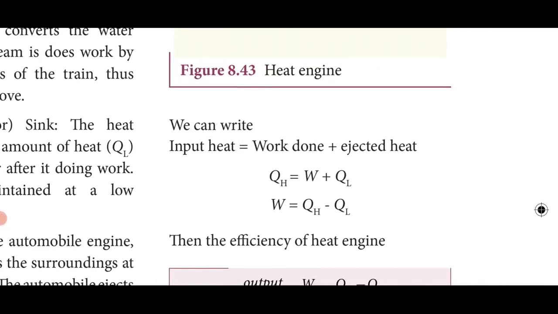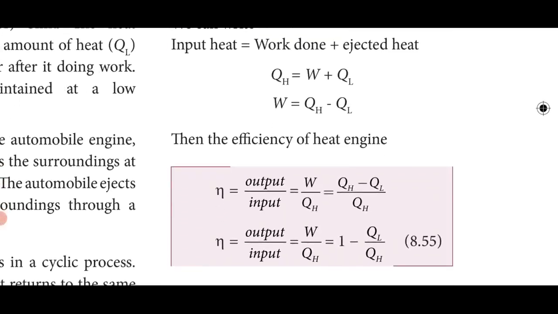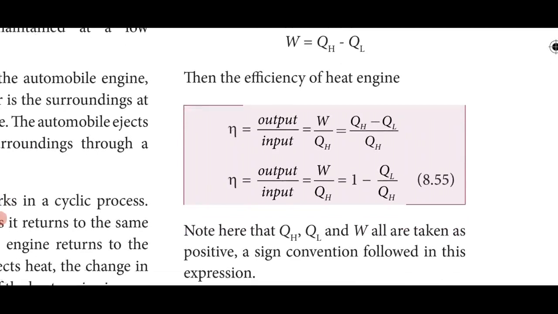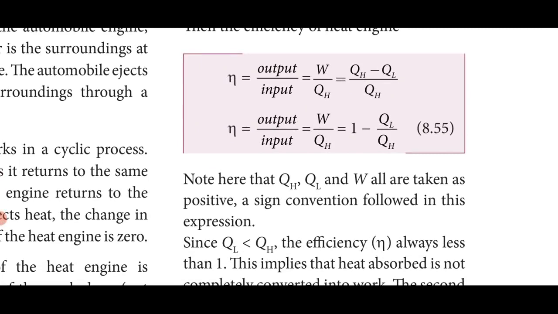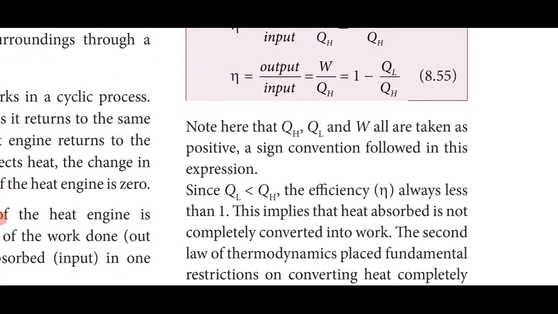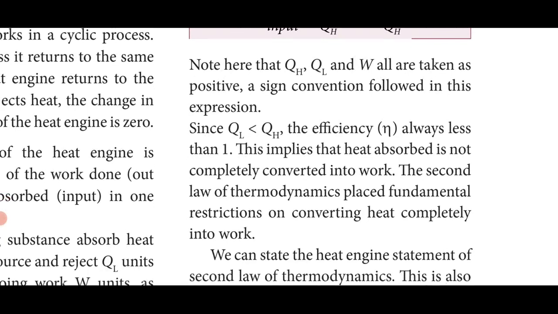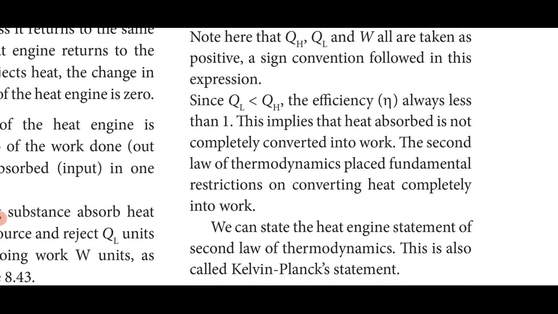So we can write that the input heat QH is equal to W plus QL, so W is equal to QH minus QL. Efficiency is eta, output by input, that is W by QH, equal to QH minus QL by QH, which is equal to 1 minus QL by QH. Here QL, QH and W are taken as positive, following the sign convention in the expression.